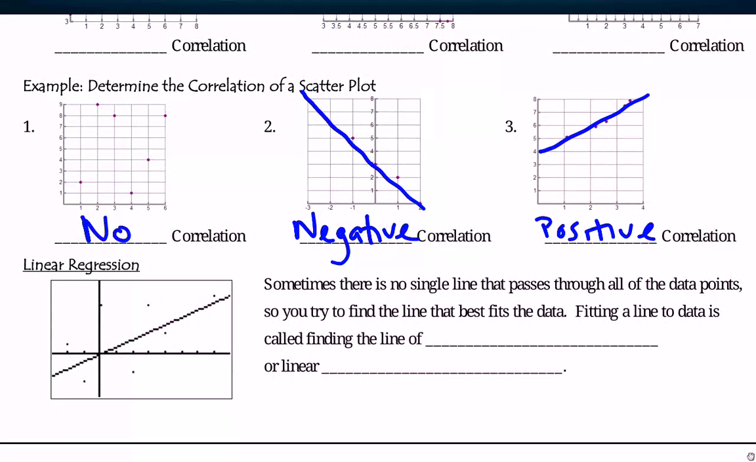Notice on these last graphs, I've been just visually estimating the line that seems to fit the data well. Sometimes there's no single line that passes through all of my data points. I'm not going to connect the dots. Do not connect the dots. So we're trying to find a line that best fits the data. Conveniently, fitting a line to data is called finding the line of best fit. We're really creative. The other term we'll see is linear regression. Okay, so that's what we're going to be learning how to do on the calculator.